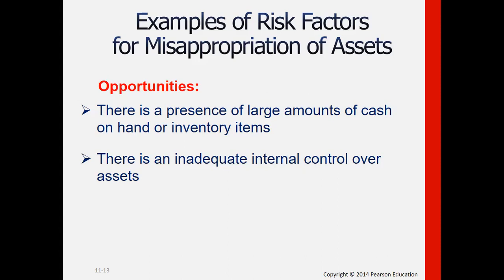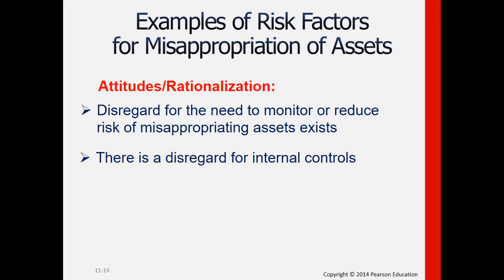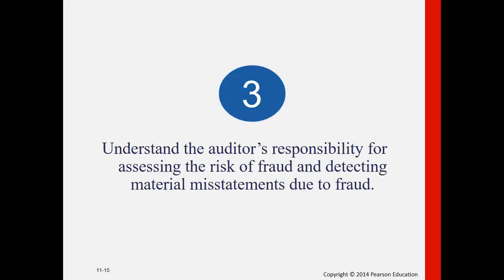Supposedly, there should be steps, policies, and procedures that would make sure that the assets are safeguarded and protected. Next, for attitudes or rationalization, the thinking is a disregard for the need to monitor or reduce the risk of misappropriating assets. Oh, again, this is going to happen in the organization, so we will just leave it as it is. And anyway, it's already weak, so that's it. And of course, abandoning and disregarding internal controls.